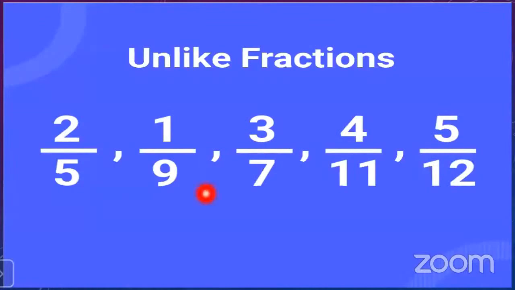Look at here now. This is also the example of unlike fractions. 2/5, 2/9, 3/7, 4/11, 5/12. Look at the denominators of all these fractions. Denominators are different. So these are also examples of unlike fractions.